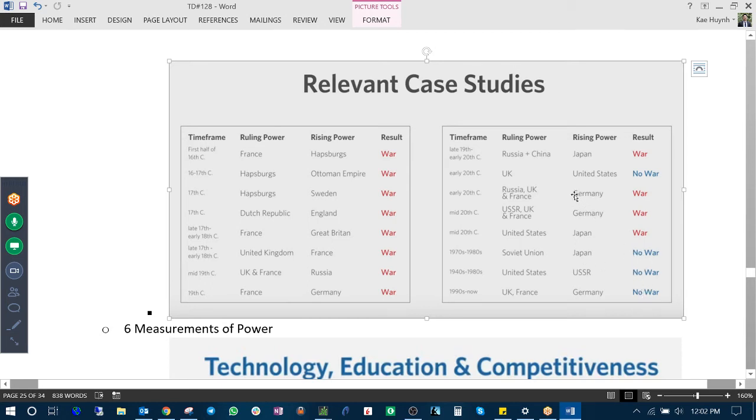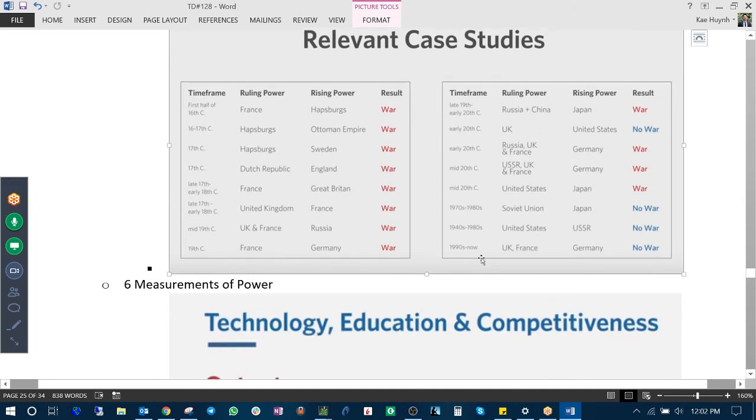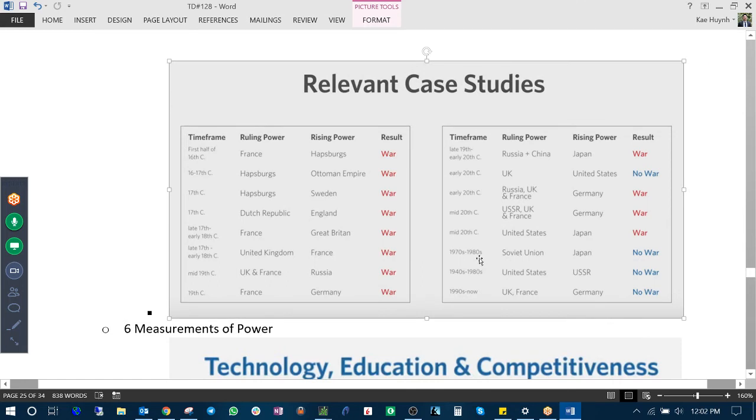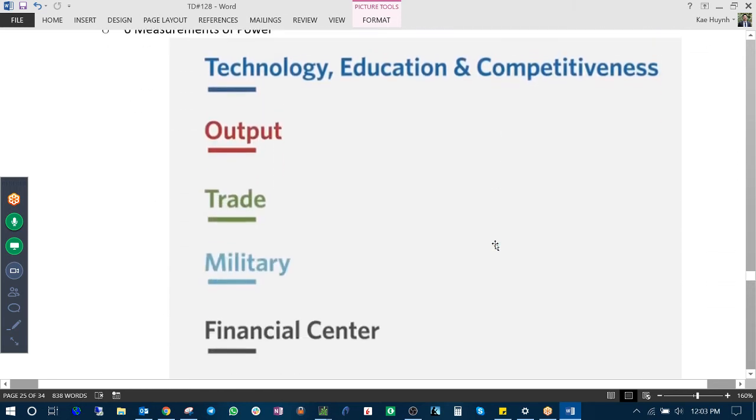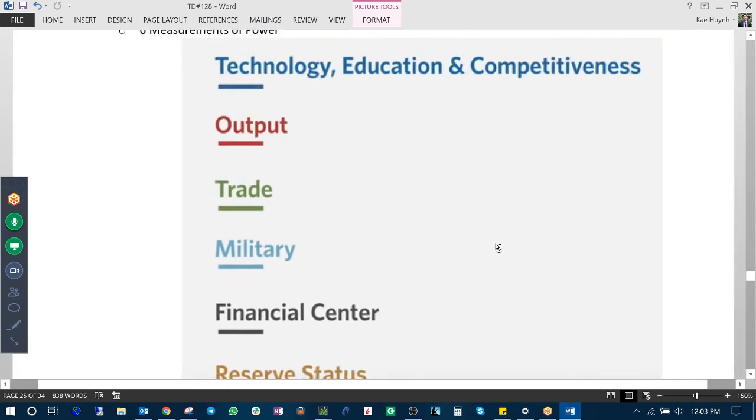How did they come up with that bottom one, 1990 till now, UK and France and Germany? Are they a ruling power? I don't think so. You tell me. It looks like they're a regional rise of power. Yeah, I think it's the unification of Germany that they're specifying there.